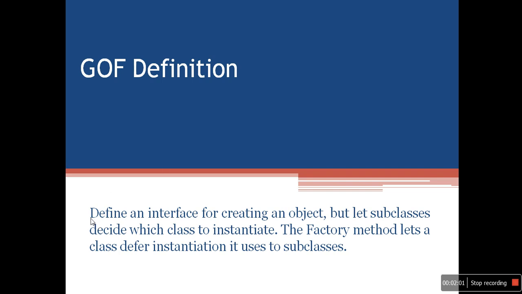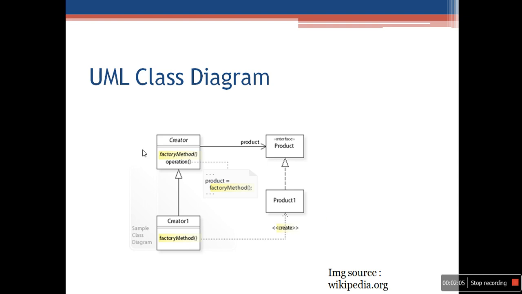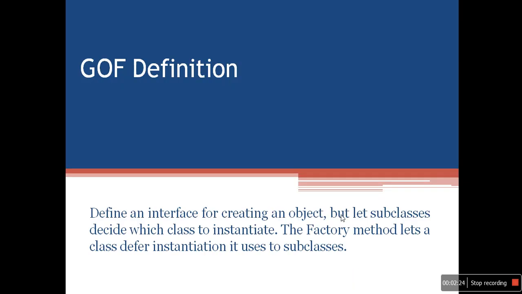So what they're saying is define an interface for creating an object. If you see in the class diagram, this would be an interface which would create an object of the product. Here the products could also be multiple. It could be product 1, product 2 and product 3. And the creator can also be multiple: creator 1, creator 2, creator 3. But let subclasses decide which class to instantiate.